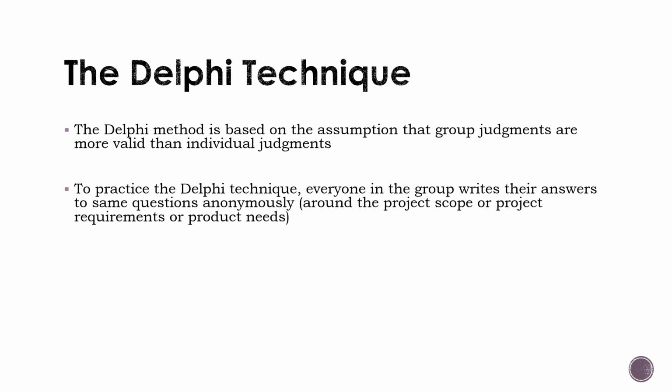In order to practice the Delphi technique, everyone in the group will write answers to the same questions, and their answers will be totally anonymous. Nobody will know what the other person has written, and these questions will definitely be around either the project scope, the project requirements, or the needs of the end product that the project is going to produce, right? So there will be certain questions, let's say a sample question.